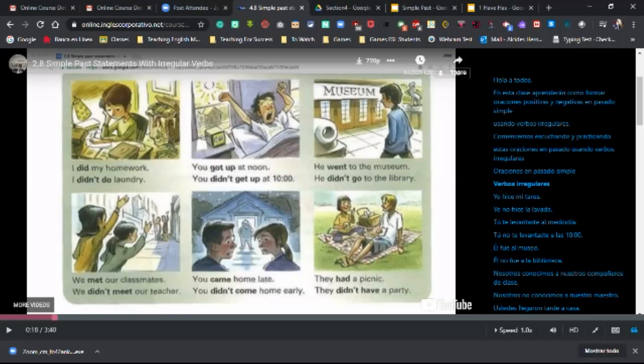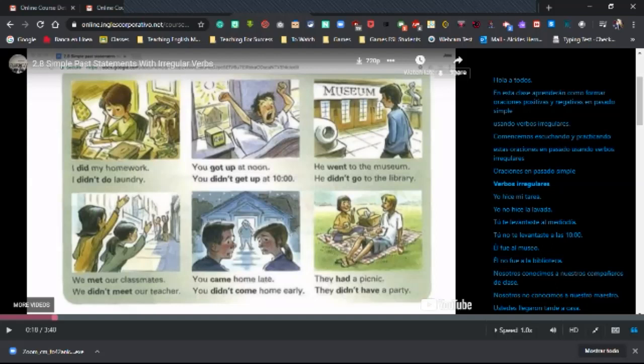I got up at noon. Very good. Everybody. I got up at noon. Wait. No, get up. Got up. Look at the simple past. I got up at noon. Okay, what would be the negative answer? I didn't get up at noon. Very good. Everybody. I didn't get up at noon. Okay, so let's go for number three.